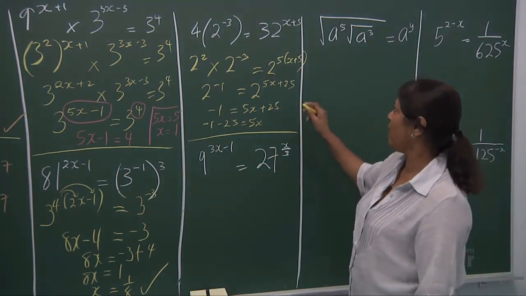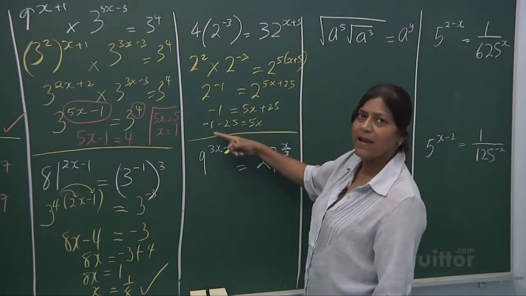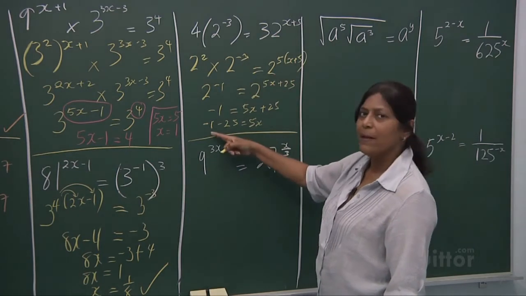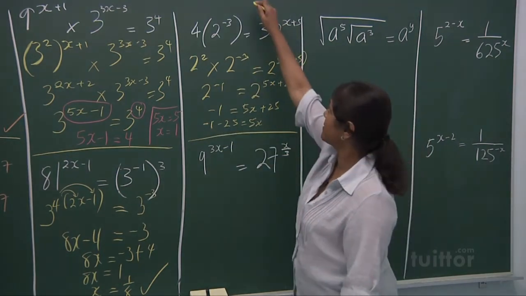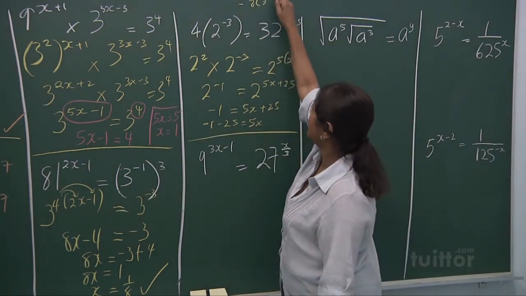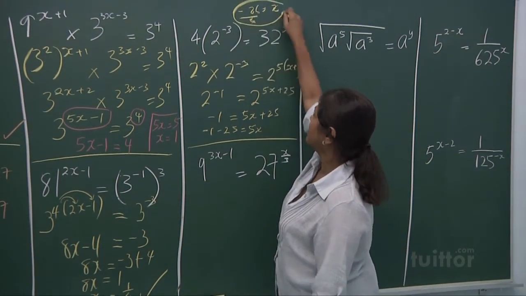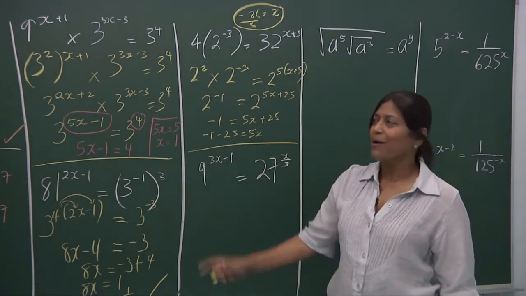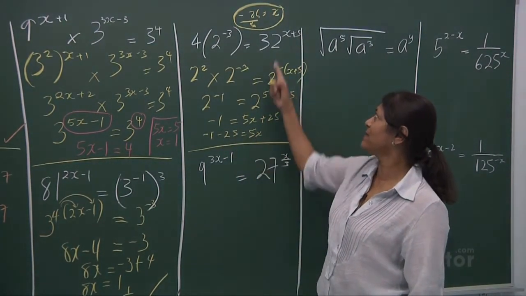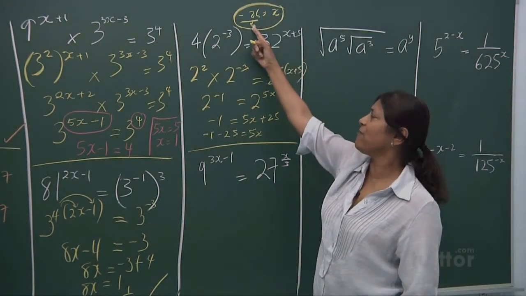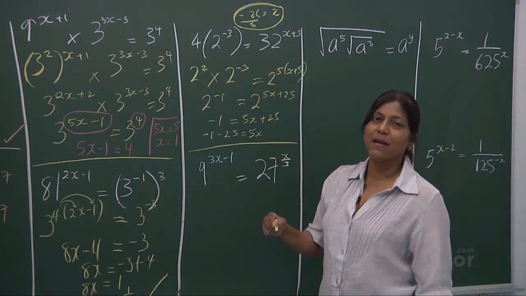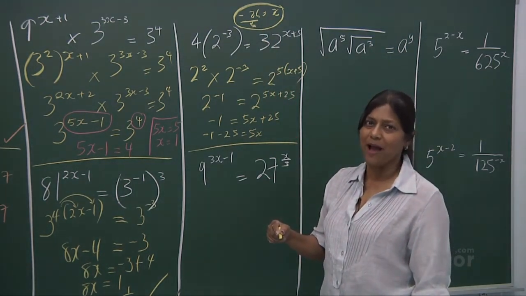Hence, what is your x going to be? Alright, I'm going to write above. Minus 26 is 5x. So x is going to be divided by 5. That's your answer. Alright, minus 26 is 5x. So bring the 5 over. It is minus 26 divided by 5.